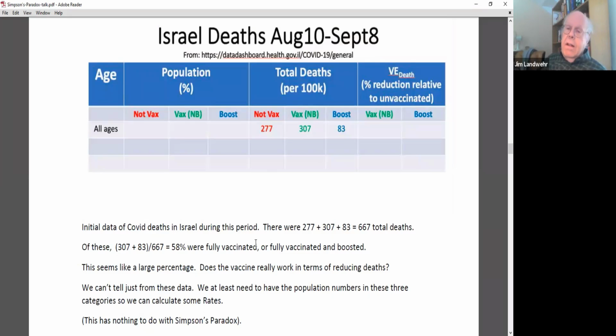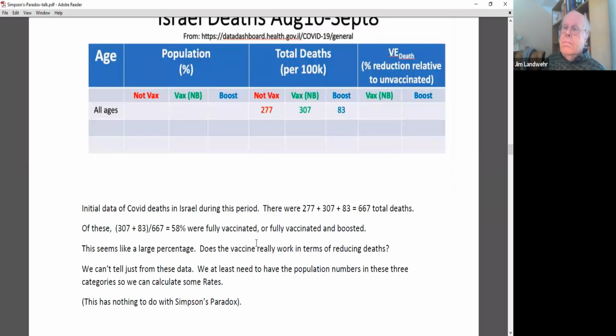And as I said, this initial misinterpretation of data keeps coming up. I believe that's what I heard this morning. Okay, so let's go on.